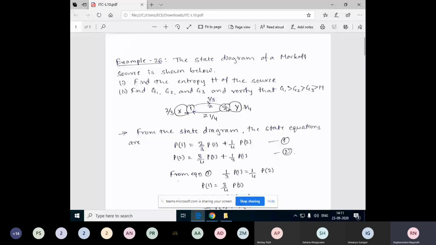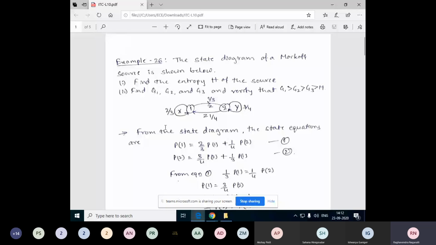And from state 2, we have two transitions. So there are two symbols that can be emitted from this state. If the symbol Y is emitted, then we have a transition from state 2 to state 2 itself, and the emission of this symbol Y occurs with the probability 3/4. And there is one more transition from state 2 to state 1. During this transition, we have a symbol Z emitted and the probability of emission of this symbol is 1/4.